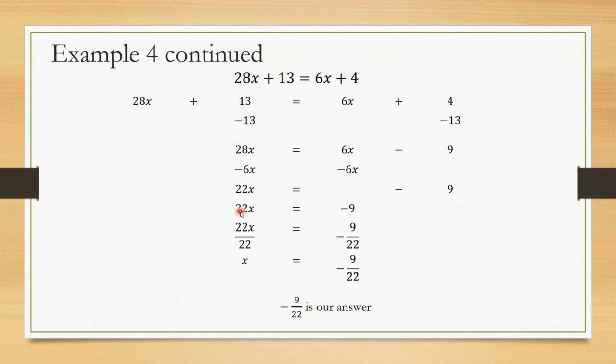Almost there. We don't want 22x though. We want x. So we divide both sides by 22, right? And that kills the 22, and then on the left side, we're going to get x all alone. And we get x equals minus 9 over 22. Again, we divided both sides by 22. That gave us x all alone on the left side. And what's left over on the right side is minus 9 over 22. And that's our answer.